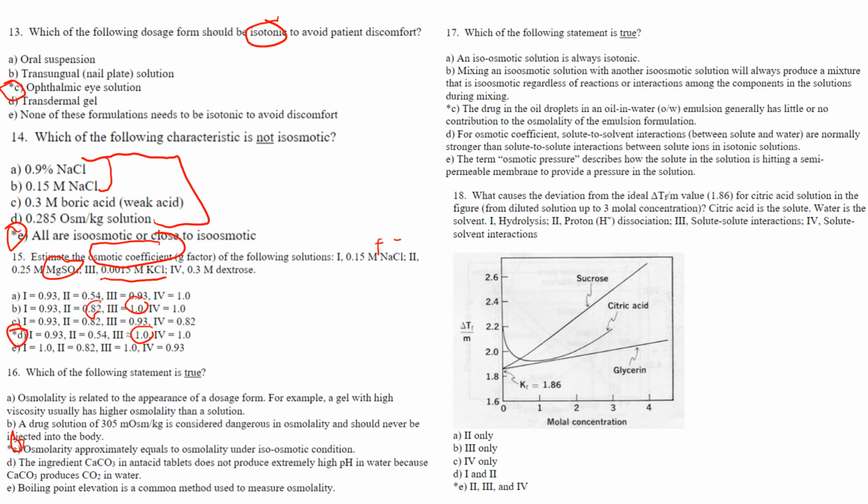Calcium carbonate turns into CO2. That's not true. It would just not do that. I guess it could in a really acidic solution, but it wouldn't do that unless there is an enzyme. And then boiling point elevation is a common way to measure osmolality. That one is not true either. I know freezing point depression can measure osmolality. I'd have to go back and look at that. That wasn't on this exam for you guys, so I did not bother to relearn that. So it's C.